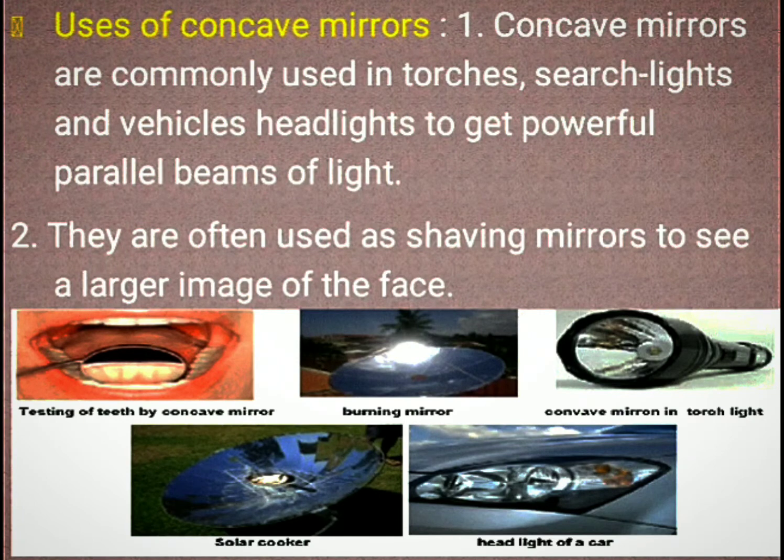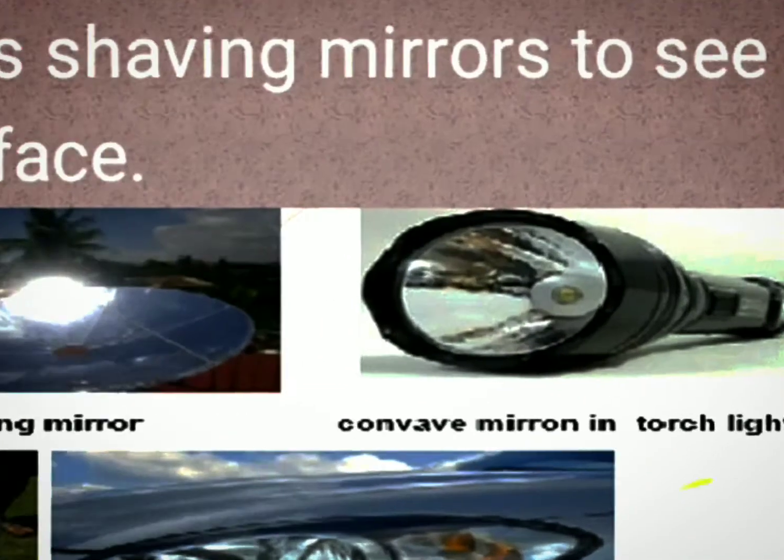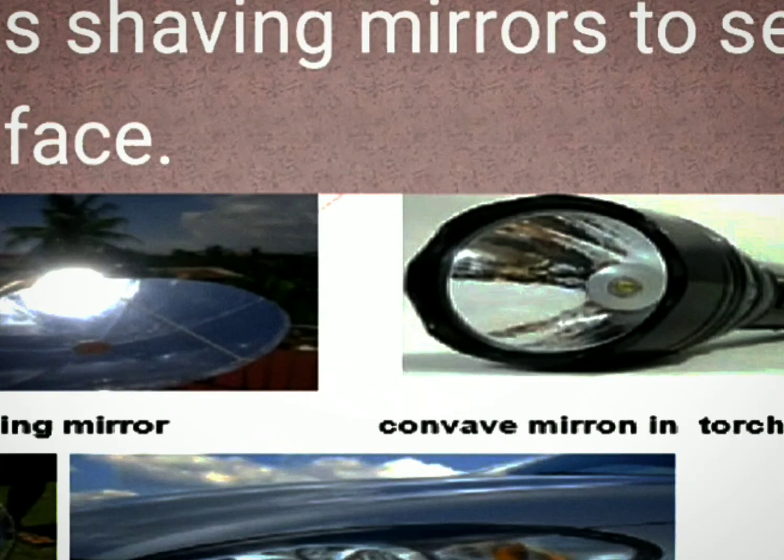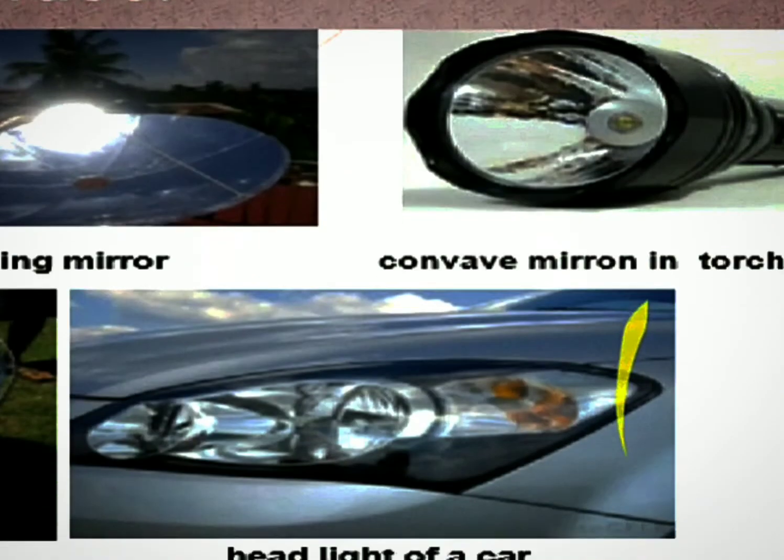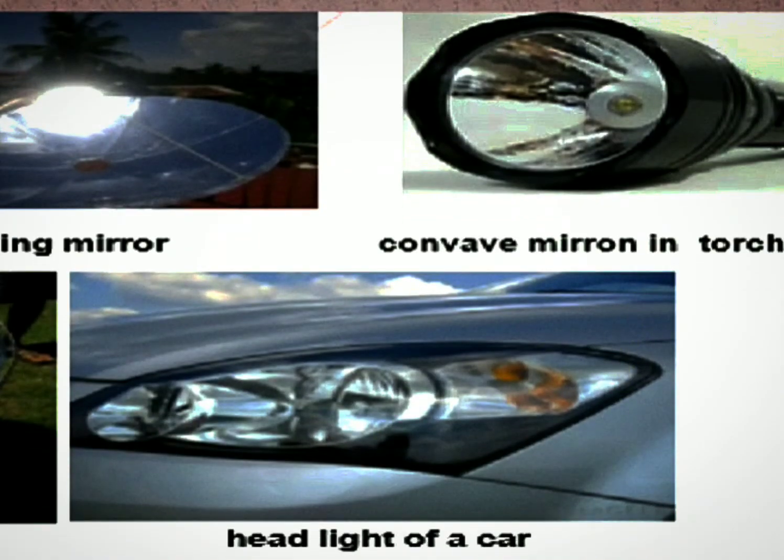Now let us see what are the uses of concave mirrors. Number 1. Concave mirrors are commonly used in torches, searchlights and vehicle headlights to get powerful parallel beams of light. So as you can see in this image, torch light has a concave mirror fixed inside it where the bulb is located. Even in car headlight, you will observe a concave mirror.